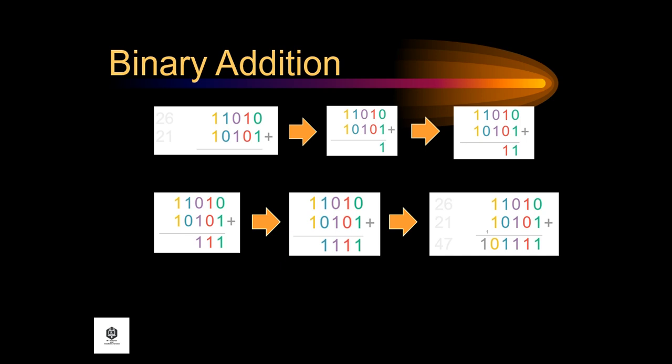Next column, 1 plus 0 is equal to 1. Next column, 0 plus 1 is equal to 1. Another column, 1 plus 0 is equal to 1. And the last column, 1 plus 1 is equal to 0, carry over 1, so bring down 1. So the answer for example number 2 of binary addition is 101111 or 47 in decimal.